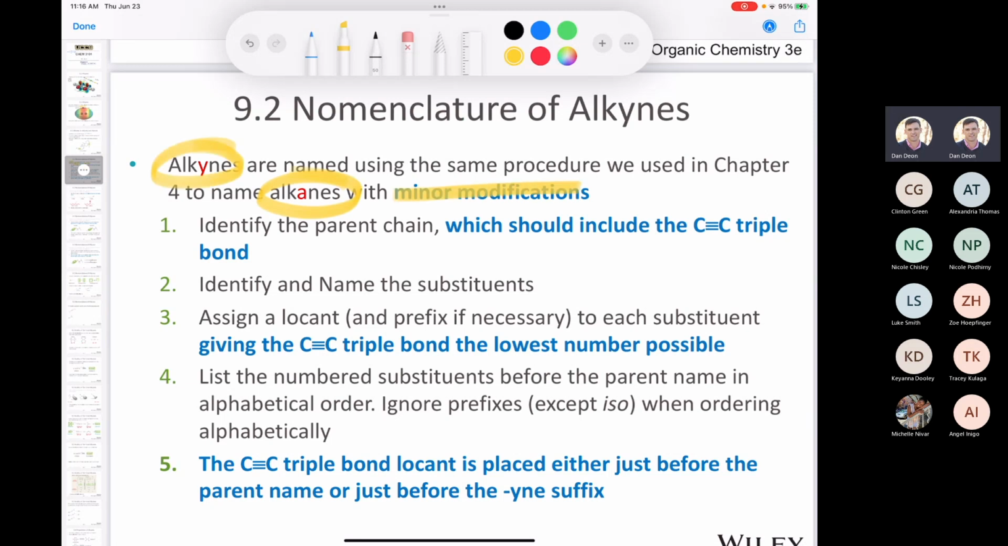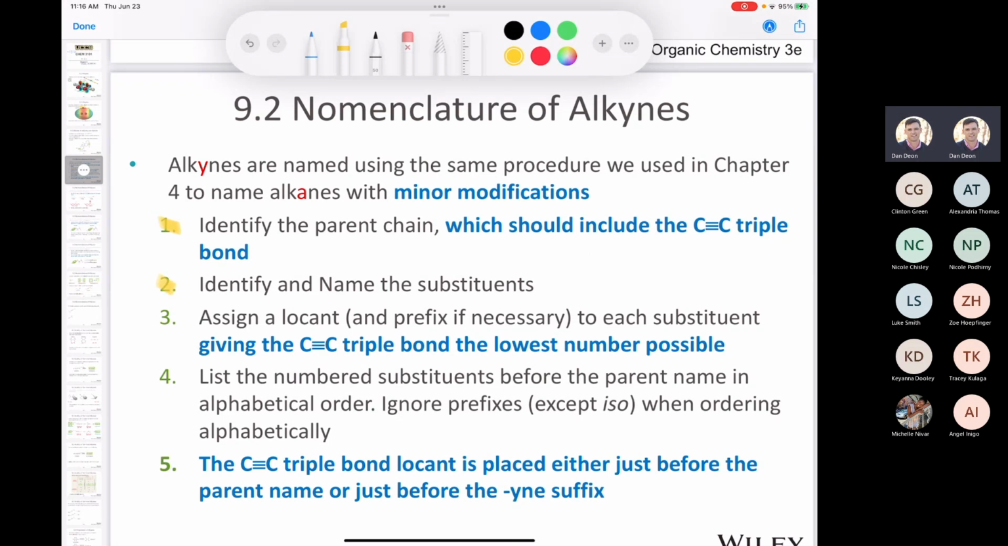In fact, I would even add to this and say that if you understood the nomenclature of alkenes, alkynes won't be much of a stretch, because much like alkenes, when we're naming an alkyne, we have to find the longest carbon chain that possesses the carbon-carbon triple bond. We can't just go with any long chain. It's got to have that triple bond in it. Then we identify and name the substituents.